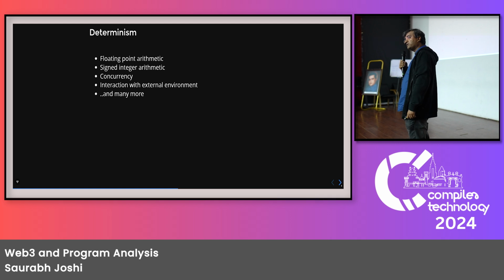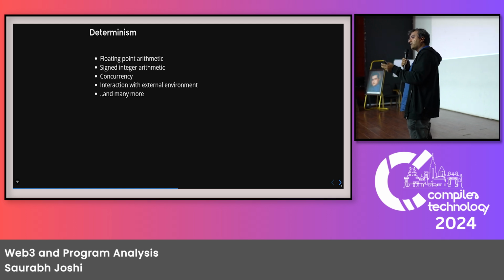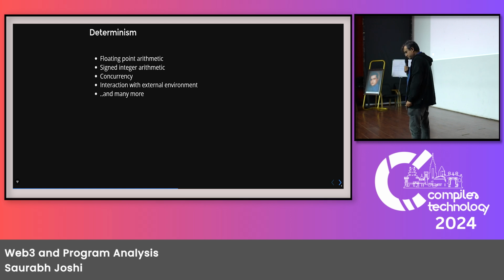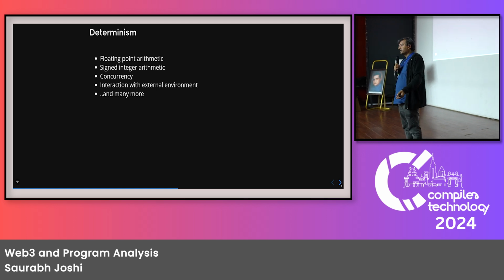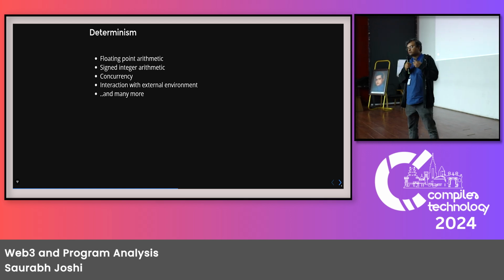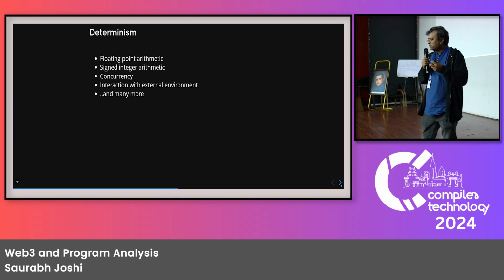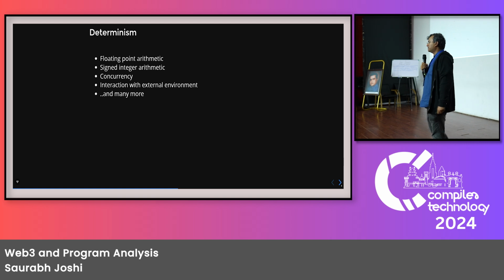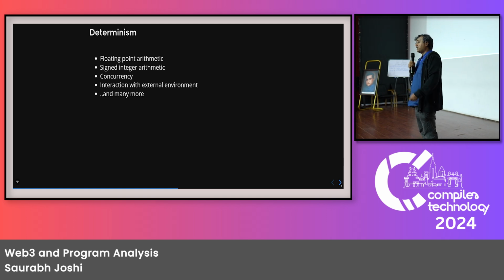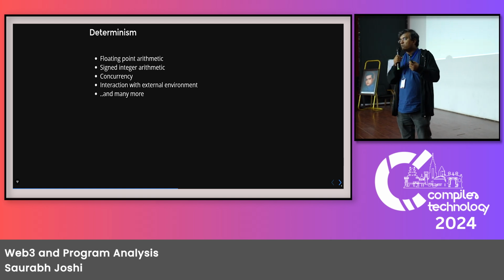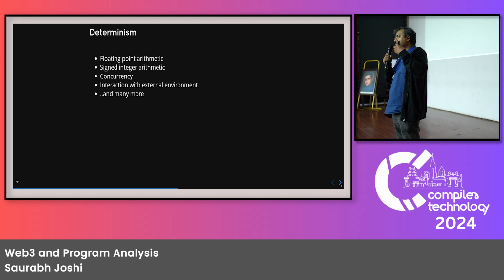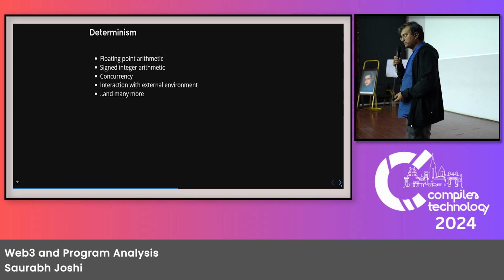So now if I want determinism in my programming language, then these are the things that are going to give me problems. Floating point arithmetic, right? Anybody who has worked around floating point arithmetic knows that it's a very hard thing to tame. So actually there are new programming languages like Move that do not even have floating point arithmetic. If the language does not have it, you cannot do floating point arithmetic.